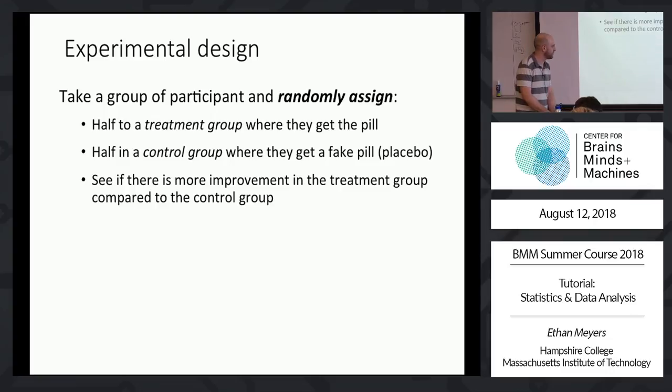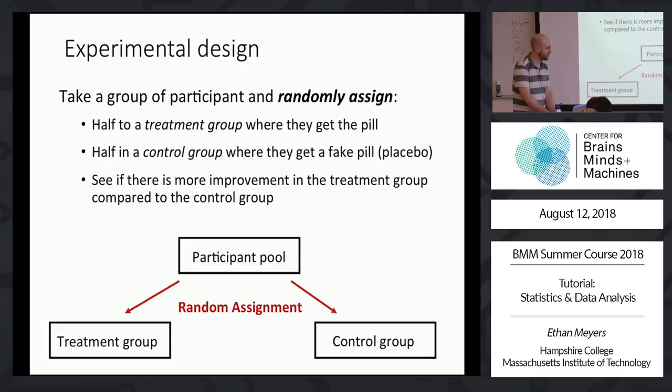And then you see if there's an improvement in the treatment group, right? Participant pool, randomly assign them to two groups. The reason we do random assignment is because if we randomly split the people, the treatment group should look like the control group if there's no effect, right? Does that make sense? On average, they should be pretty similar, right? So if you see a big difference between these groups, because they're randomly assigned and they should look the same, then you can reject that the pill did nothing and say it's causal.